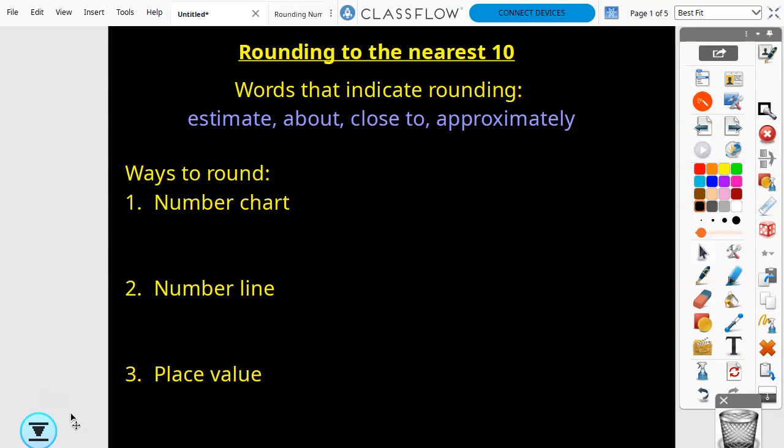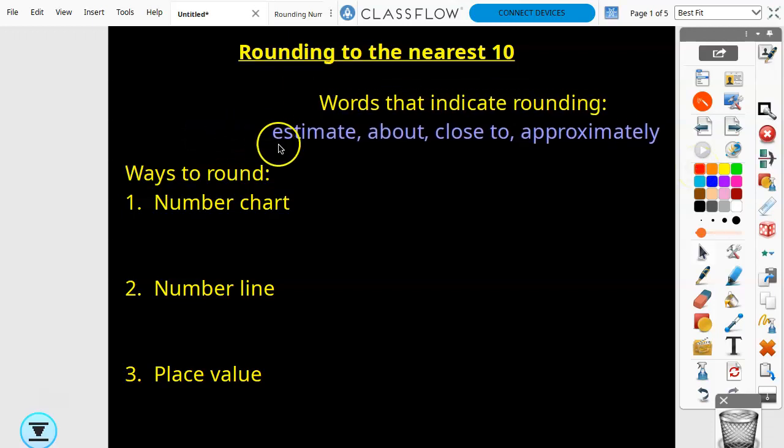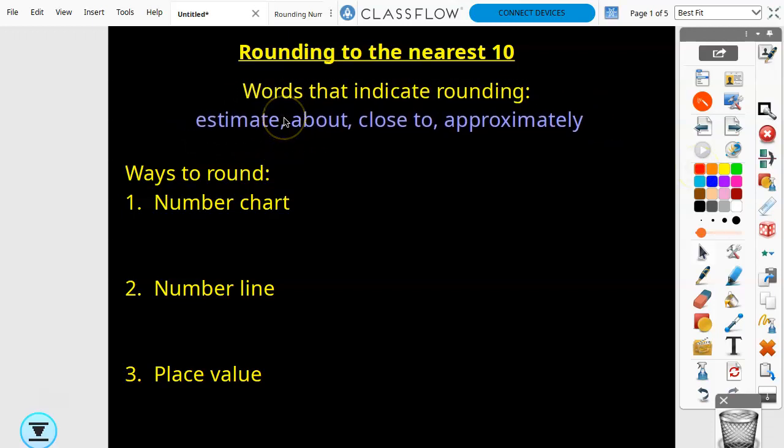That indicates rounding. So when your students are doing their work, if they see these words, estimate, about, close to, or approximately, those words tell your students that they need to round the number first before they add or subtract.